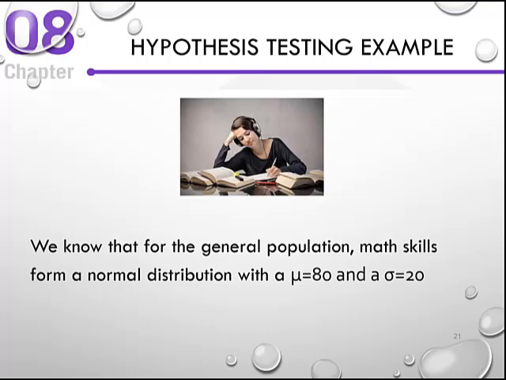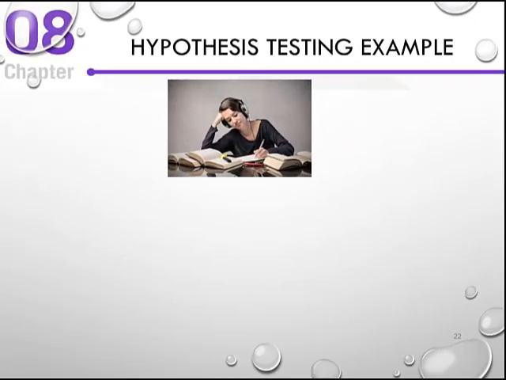So again, all we need to take out of this right now is we know that for the general population, math skills form a normal distribution with a population mean of 80 and a population standard deviation of 20. We want to take a random sample of students and then see how different the mean of their math skills is. So don't get overwhelmed by this problem. Remember, there are just 4 steps. So let's go through the steps one by one.